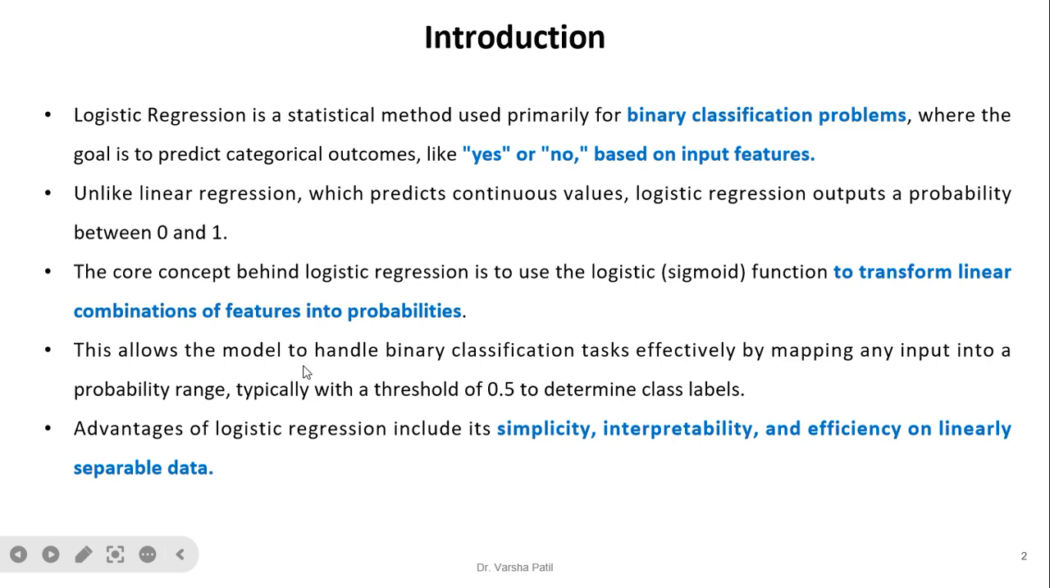This allows the model to handle binary classification tasks effectively by mapping any input to a probability range, typically with a threshold of 0.5 to determine the class label. Advantages of logistic regression include simplicity, interpretability, and efficiency on linearly separable data.